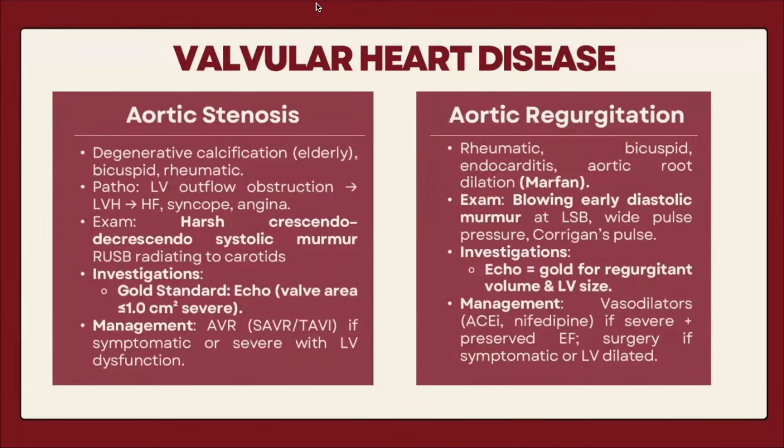We'll move into the aortic valve now, stenosis and regurgitation. Starting off with stenosis, usually elderly people present with it, so that's the first thing you need to know. It's usually a degenerative and progressive thing. It can happen over time, especially if a patient also has hypertension.